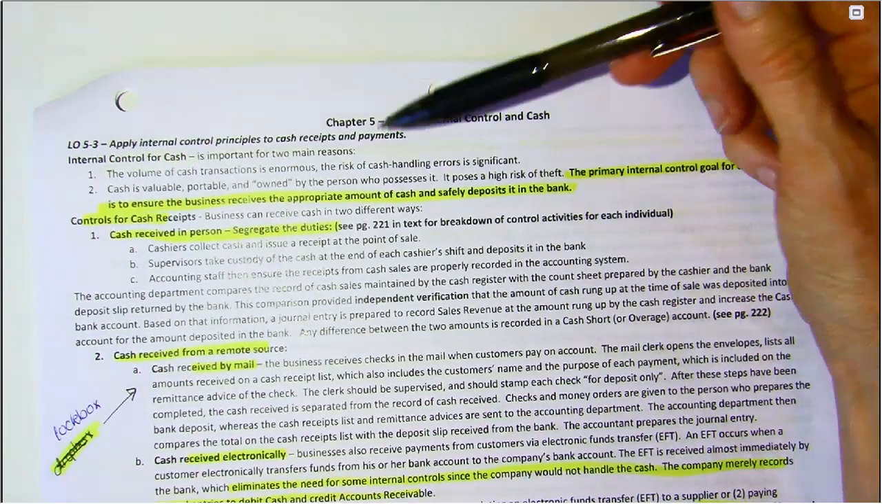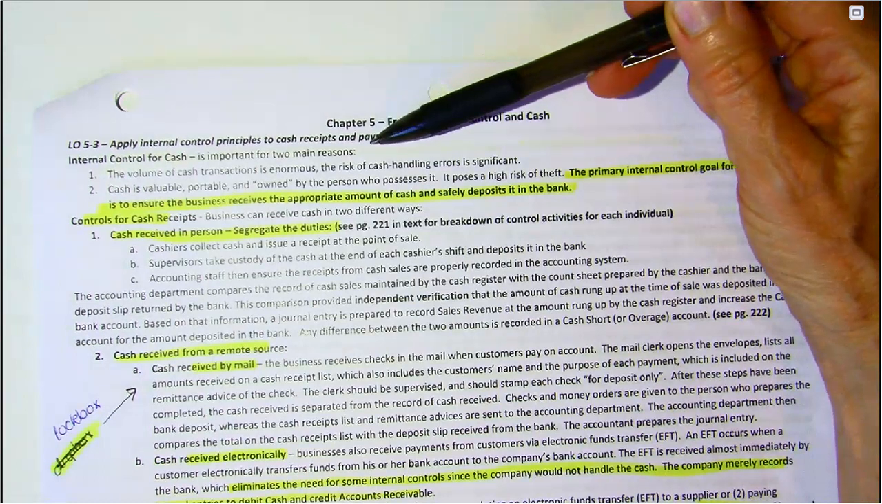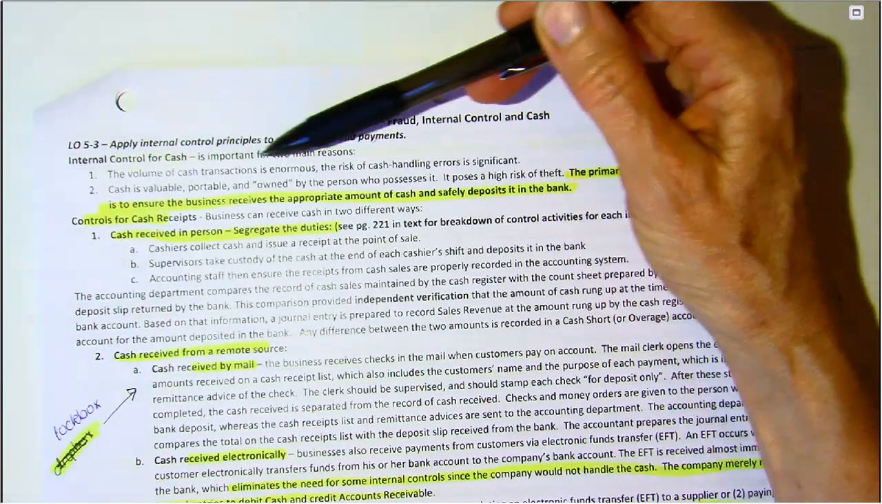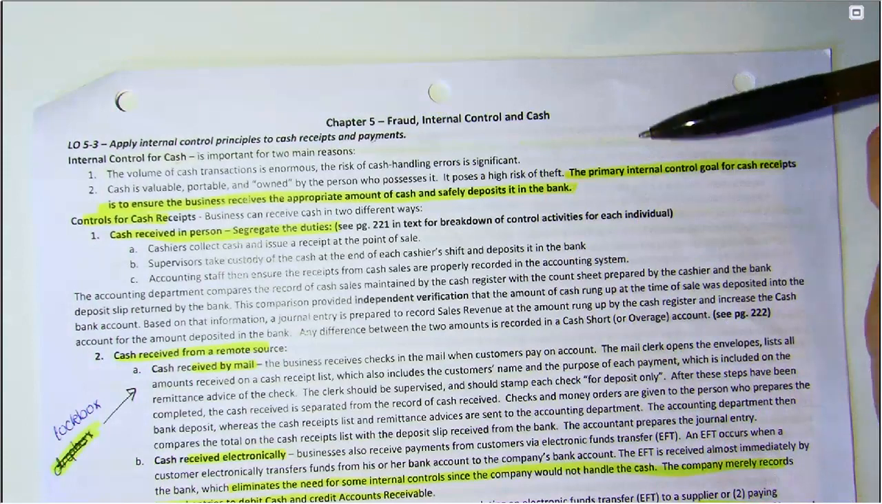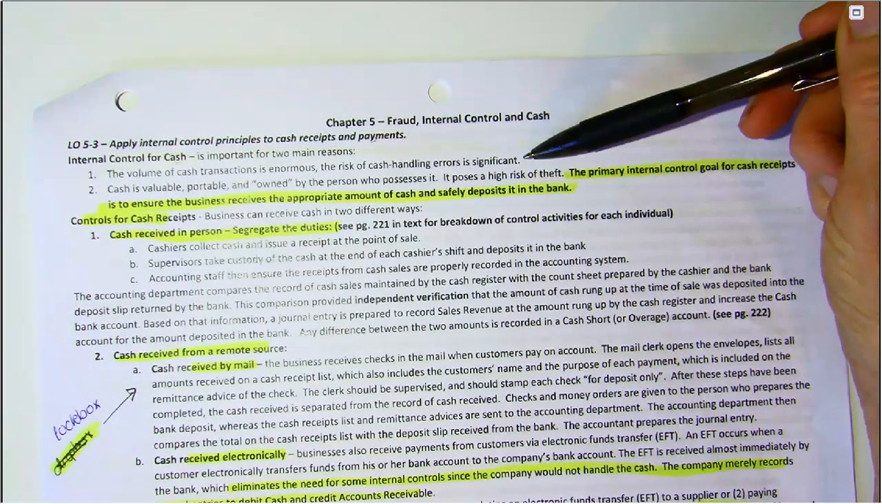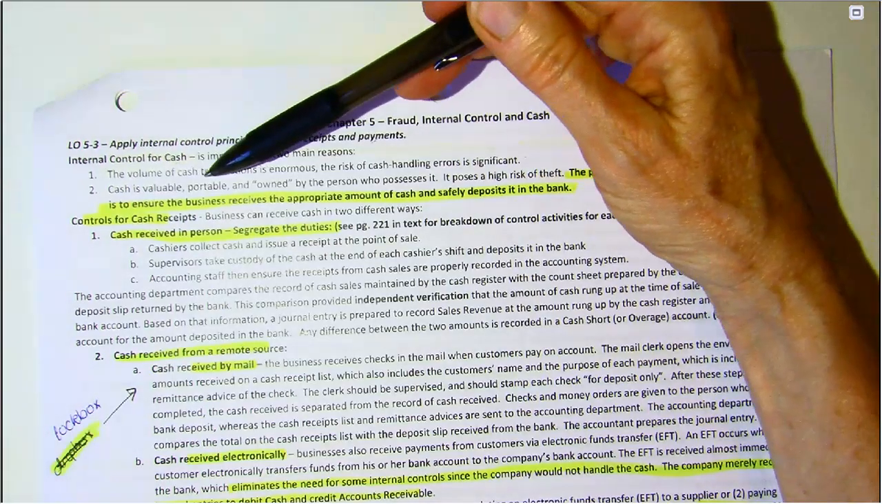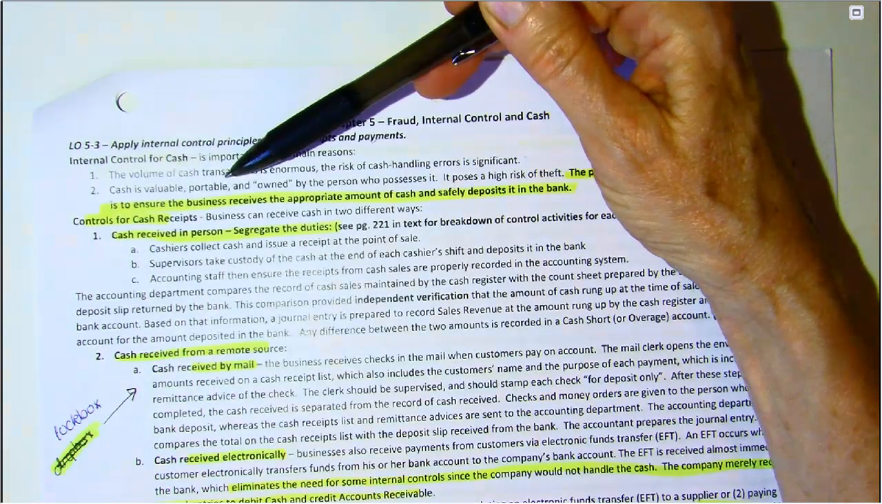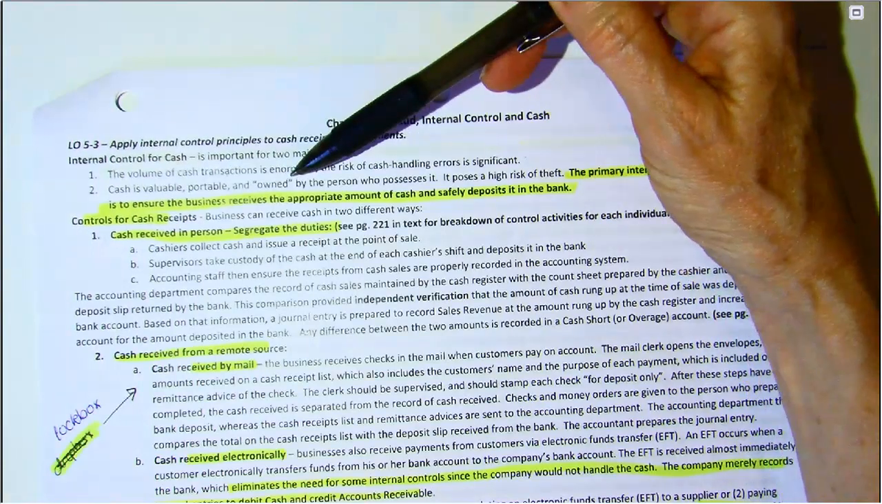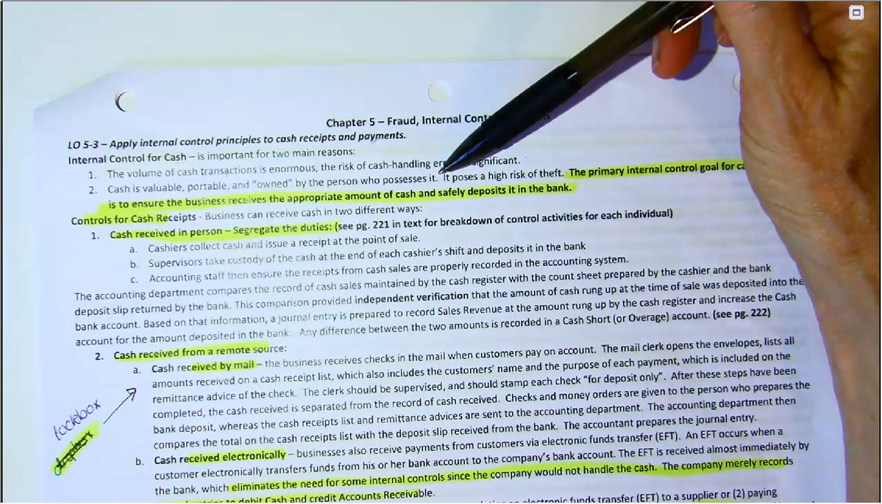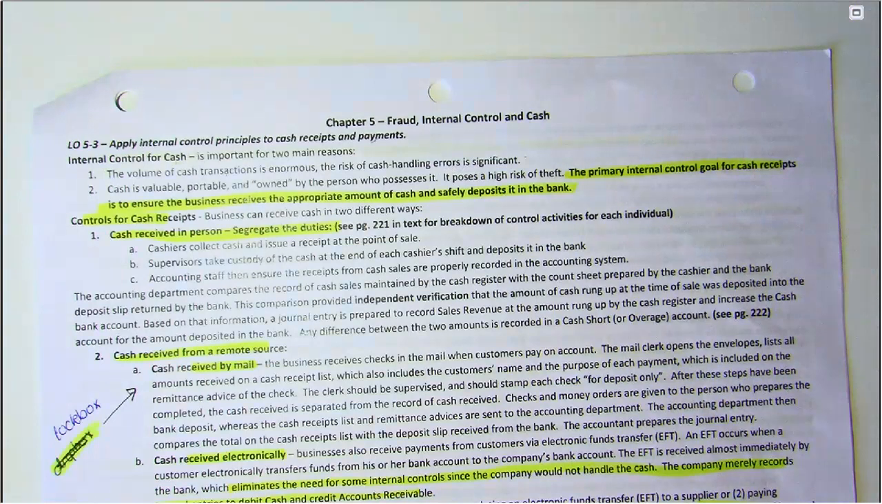Okay, so internal control for cash is important for two reasons. First of all, the volume of cash transactions is enormous, and so the risk is significant. Secondly, cash is valuable, portable, which means easily carried and moved, and owned by the person who possesses it. In other words, there's no identifying characteristics of a dollar or $10 or $20 bill that would identify it as yours, so whoever is holding on to it is deemed to be the owner.